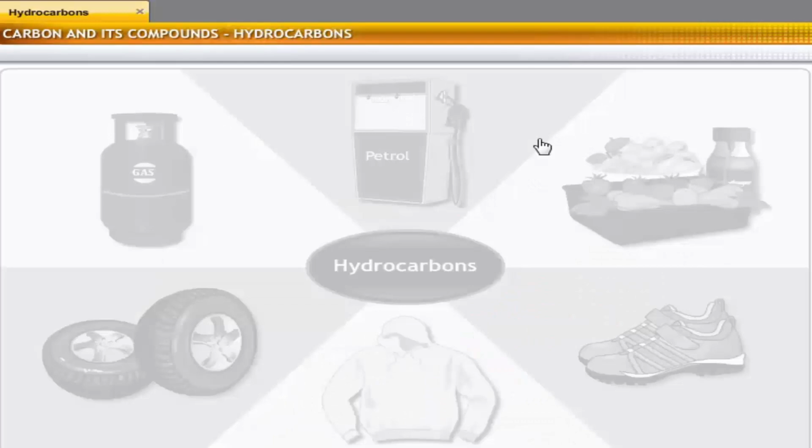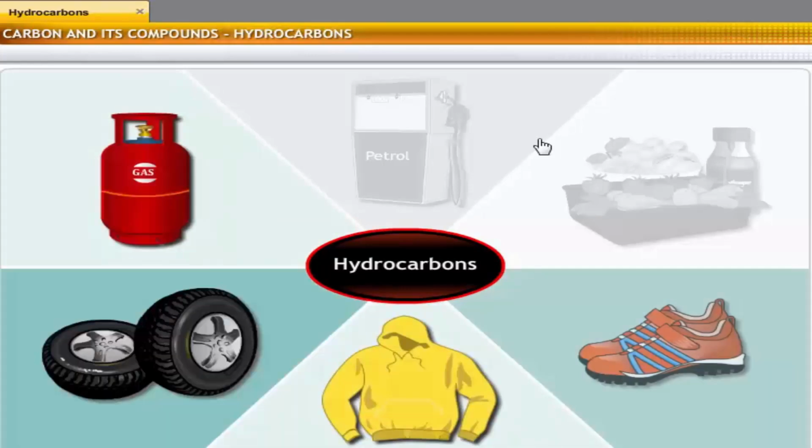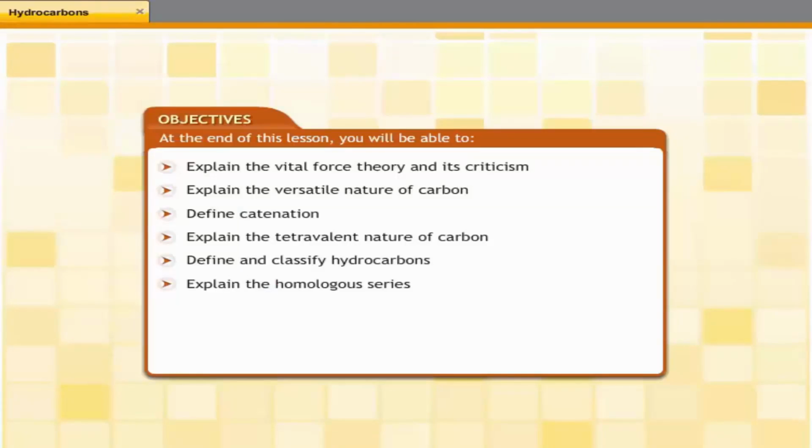Every day we use things that contain a class of compounds called hydrocarbons. Hydrocarbons are compounds that contain hydrogen and carbon. This lesson is about the versatile nature of carbon and the classification of hydrocarbons.